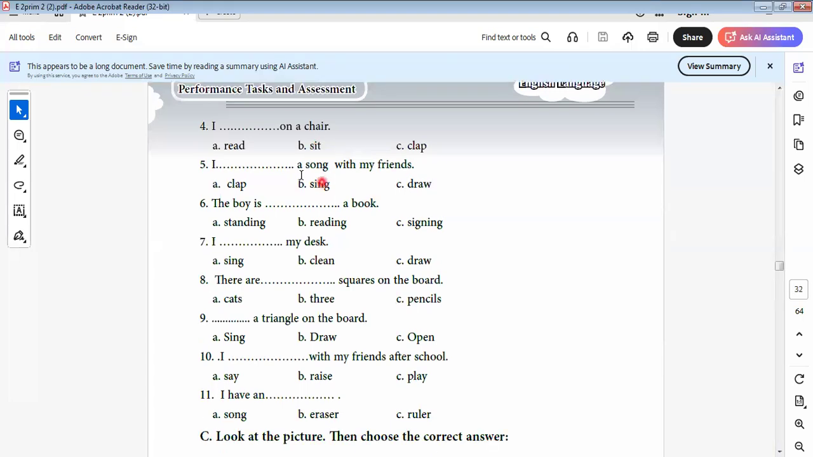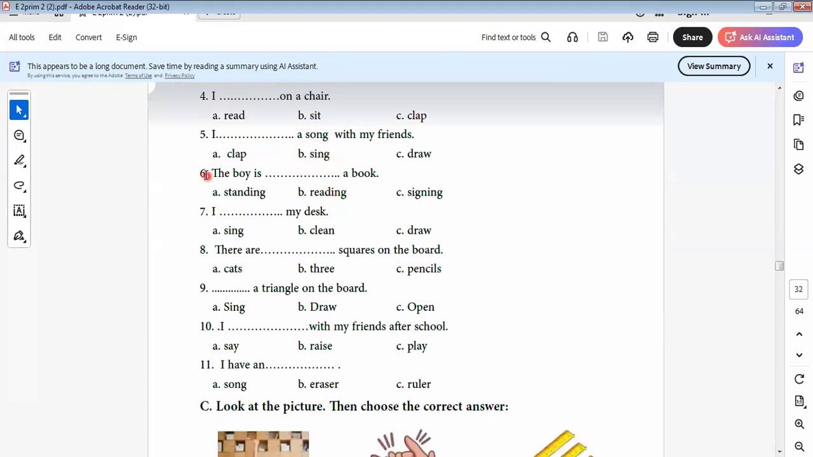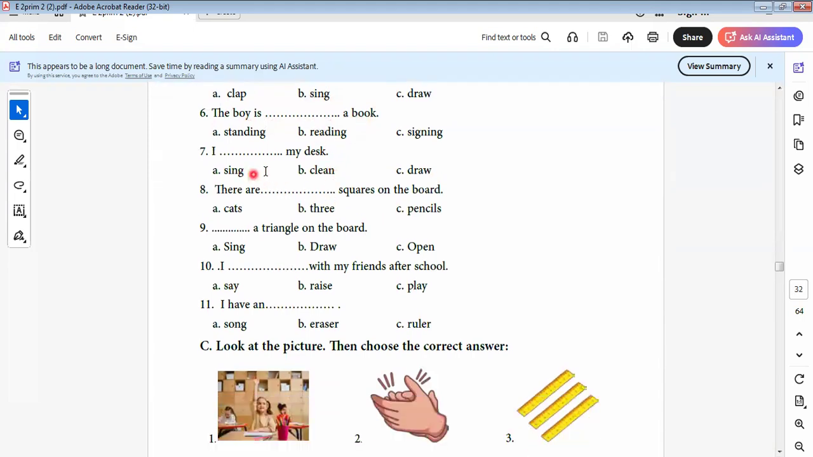It will be here: sit on the chair. I sing a song. The boy is reading a book. Okay. Don't say singing, don't say standing, because here he is reading a book. It's not singing, not standing.